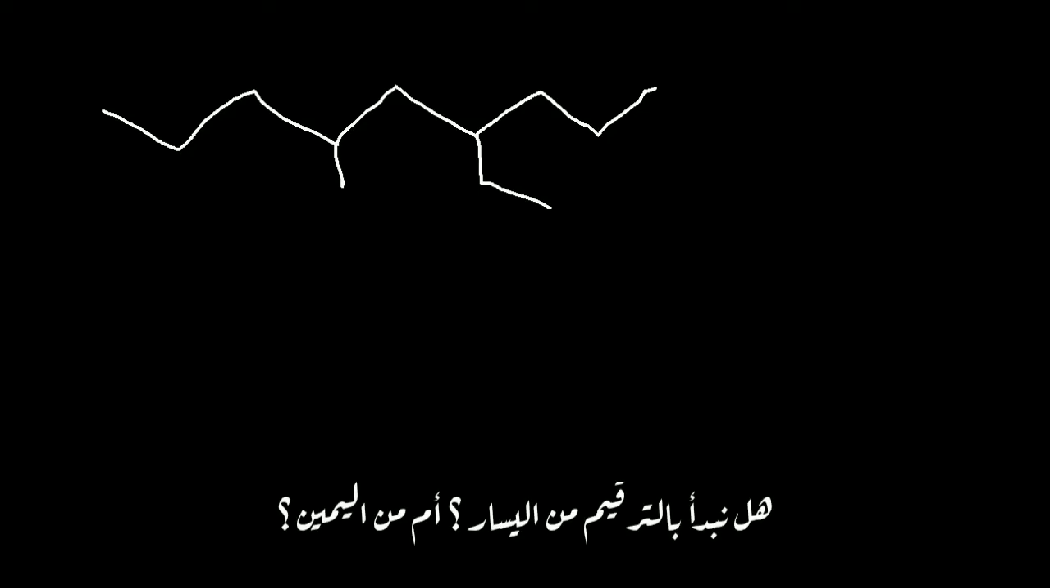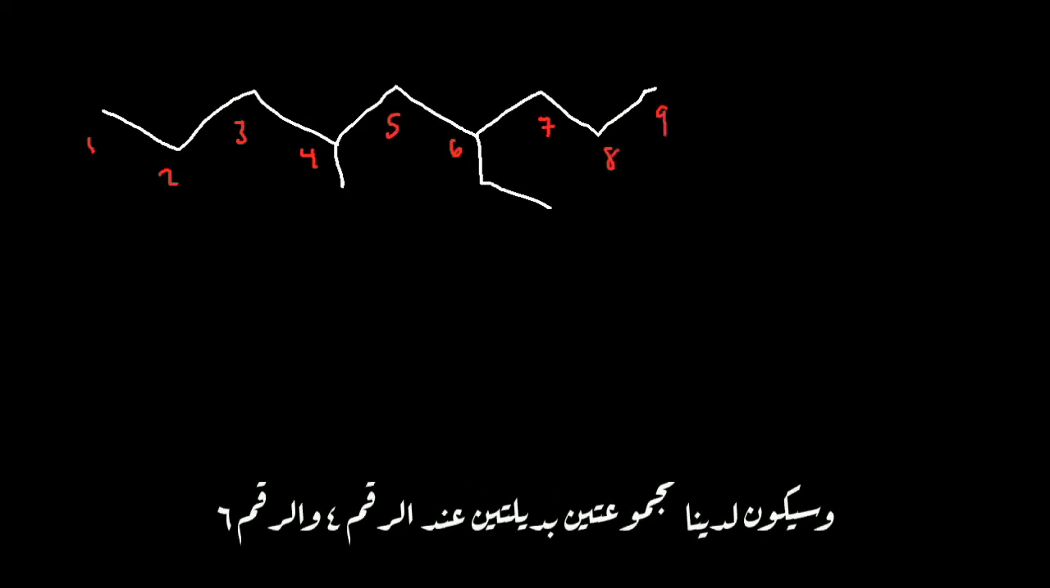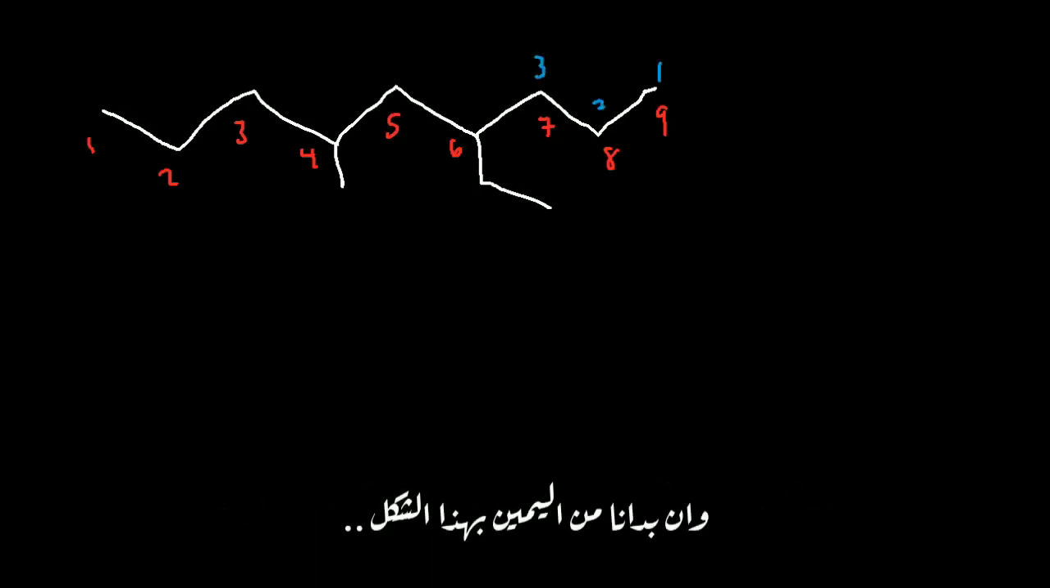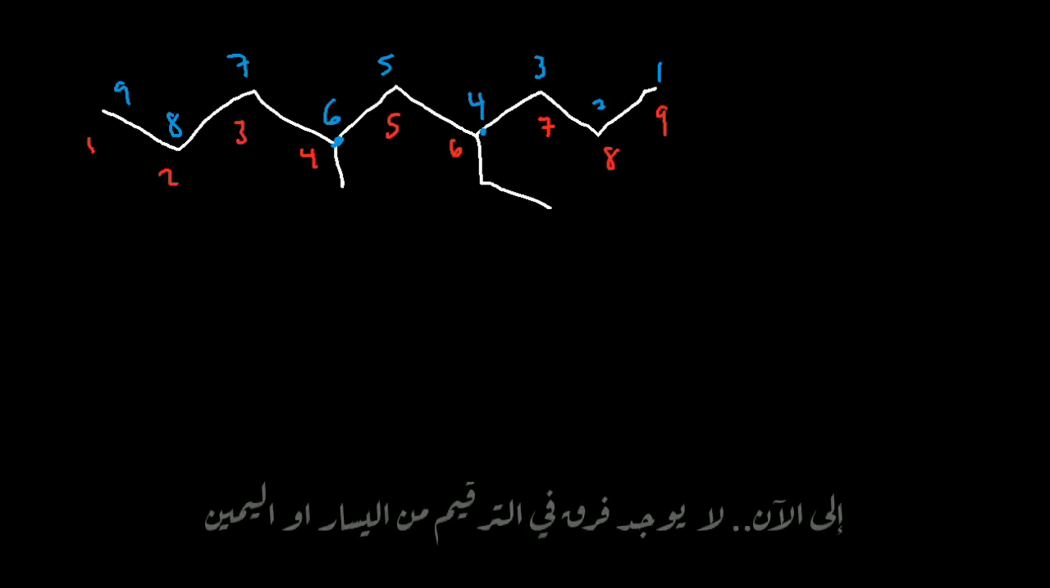So how can we name this alkane? Should we begin counting from the left or from the right? Now, if we count starting from the left, this would be 1, 2, 3, 4, 5, 6, 7, 8, 9. We have 2 substituents at 4 and 6. If we count starting from the right, we also have 2 substituents at 4 and 6. So it doesn't matter which way we count for this particular alkane.